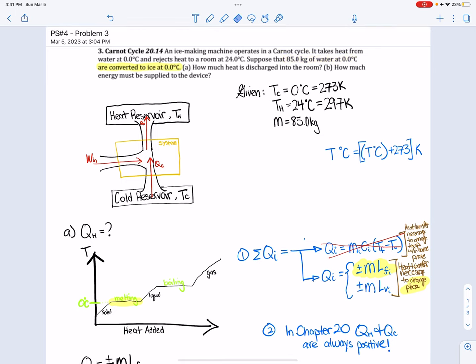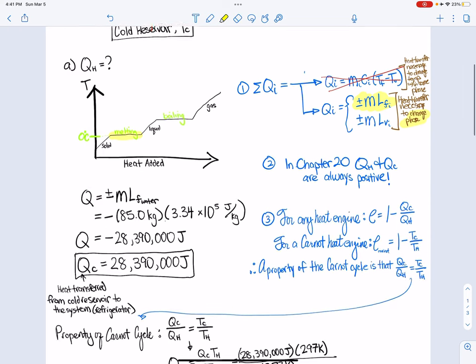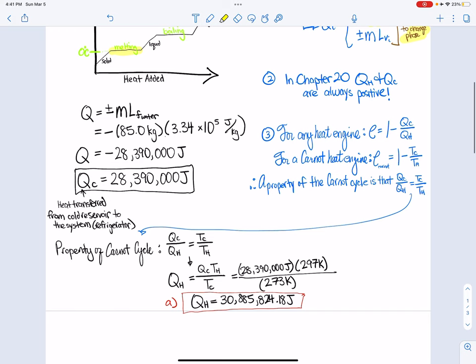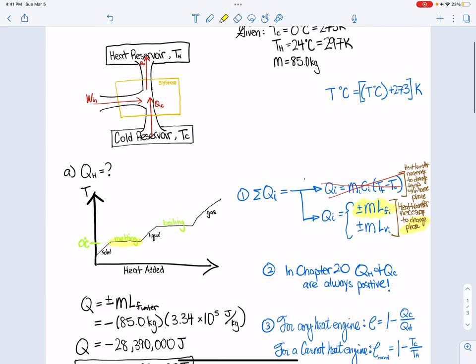So that was the amount of heat discharged into the room. Okay? 30,885,824.18 joules. That was the value for QH, the heat leaving the system and entering the heat reservoir.